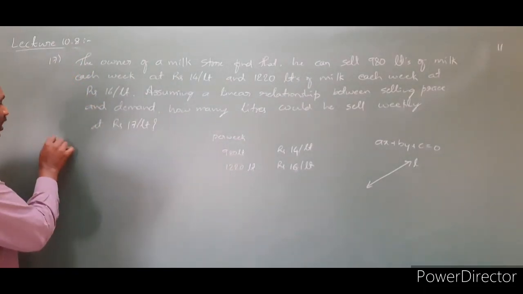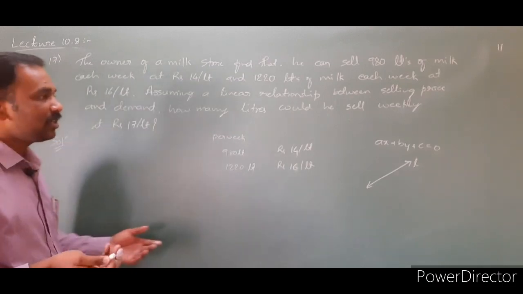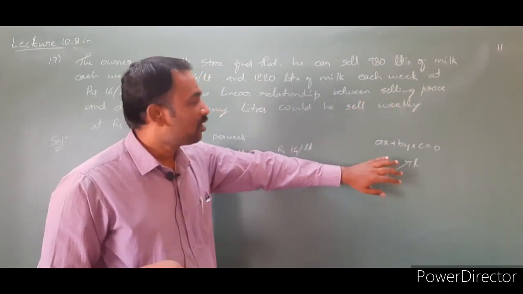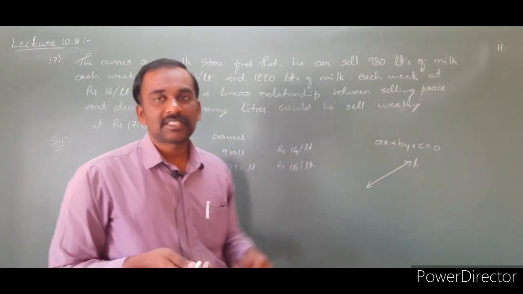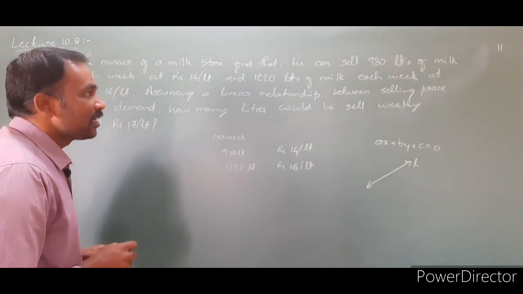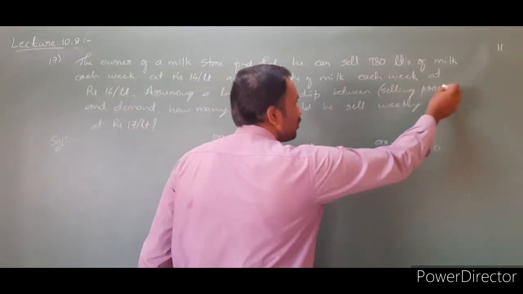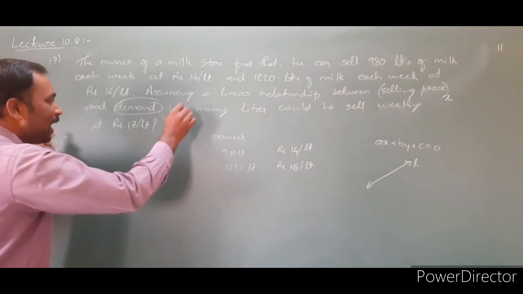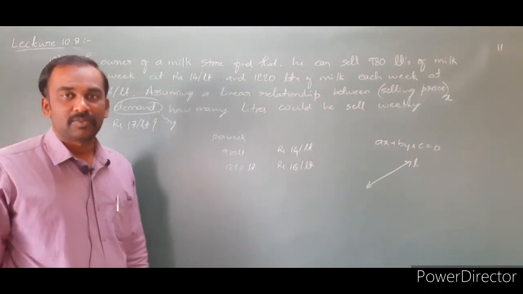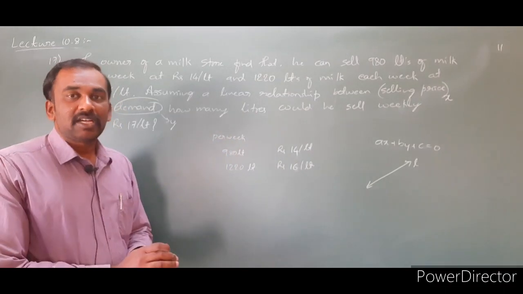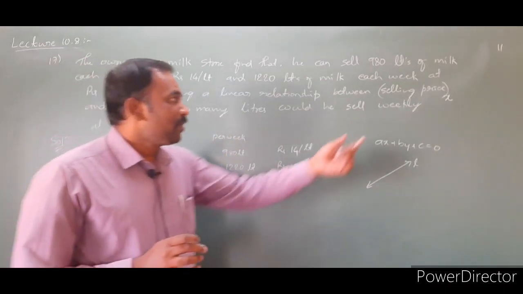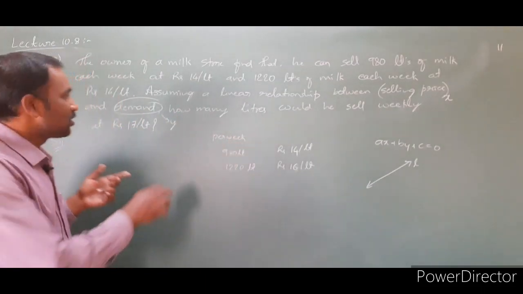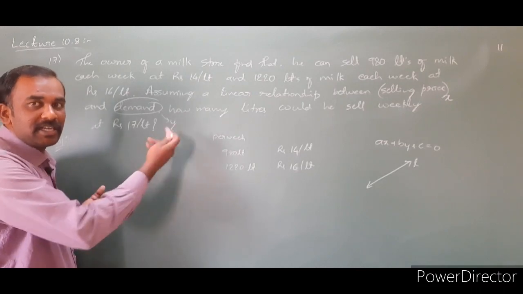So let me consider the solution. What is the x variable and what is the y variable? Can I take x as selling price and y as demand, or x as demand and y as selling price? Here selling price is x and demand is y. Why? Because depending upon the selling price, the demand is there.